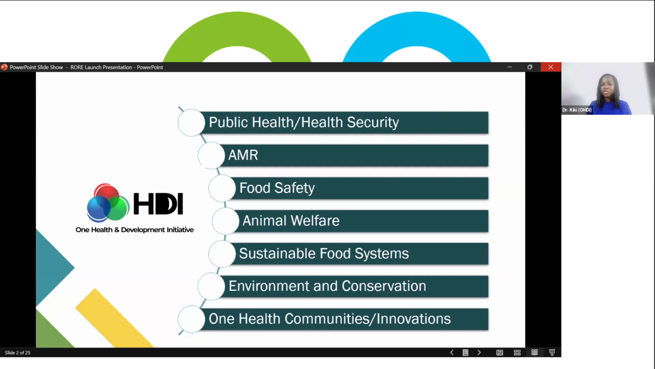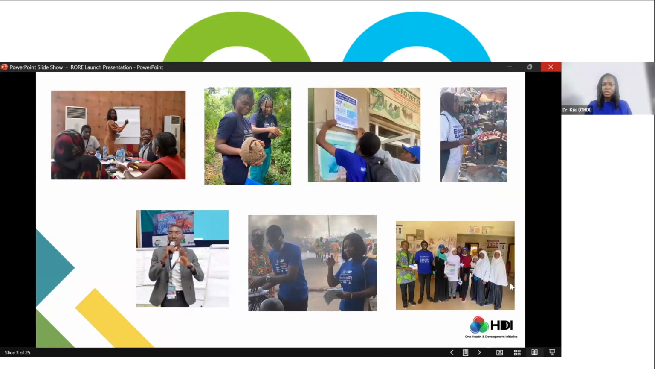And of course, with communities come innovations, one of which we'll talk about, which is Rore. So this is just a snapshot of some of the things that we've worked on. Of course, it's much more extensive than this, but these were the only pictures we were able to take for now. But yes, this is so many of our community engagement work.